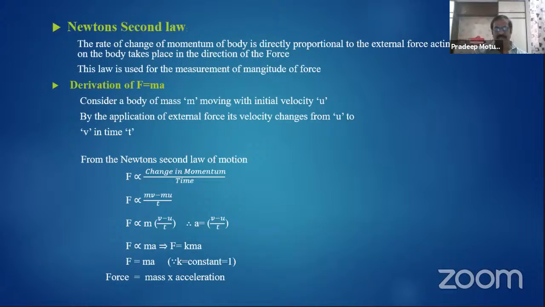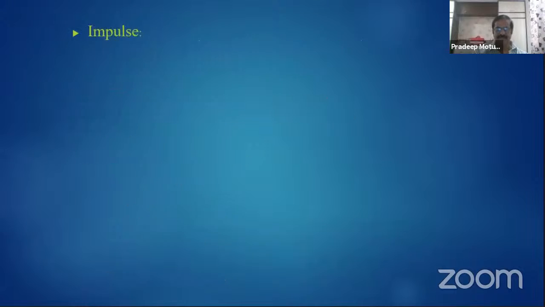Okay, next. Another important physical quantity, impulse. What is impulse? Impulse is the product of force and time.